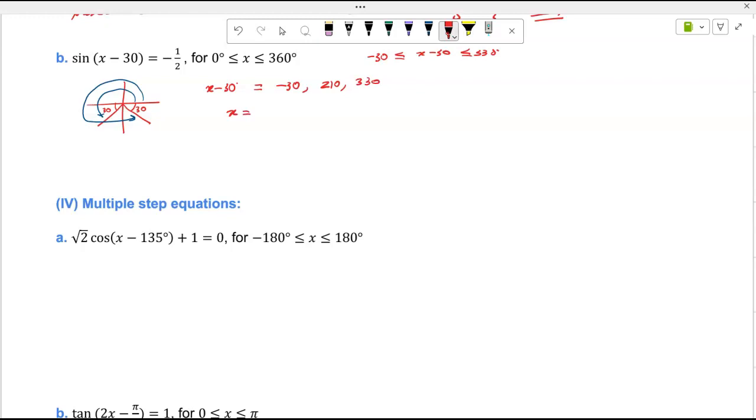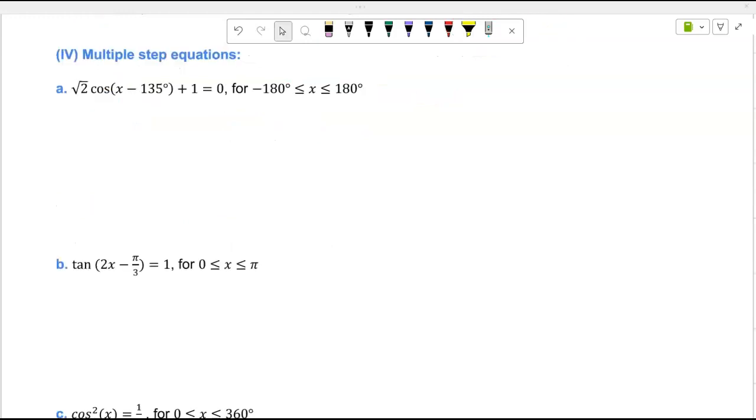So that means your x will be minus 30 plus 30. Correct? Yeah, which is 210 minus 30 and 330 plus 30. So 0, 240 and 360. Or 240, no? I subtracted them all. You have to add the minus 30, plus 30. I added the first one and I subtracted the rest. So it's just cos of x minus 135. Your plus 1 will go on the other side as minus 1, and this will divide by root 2.